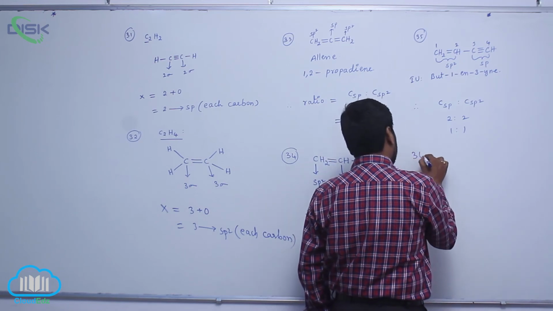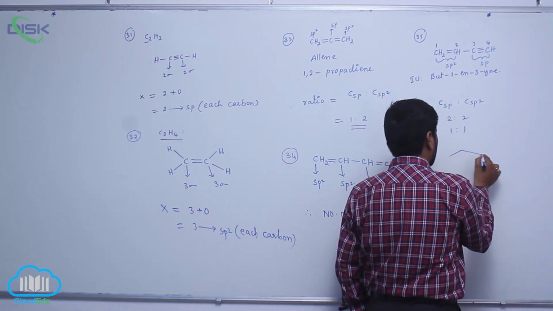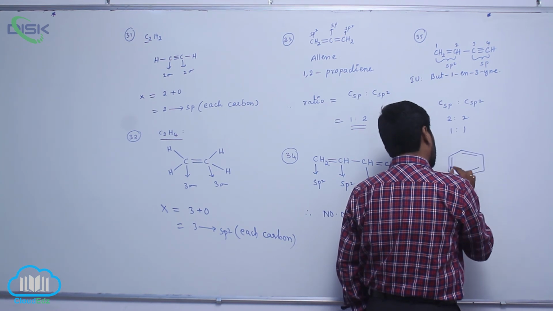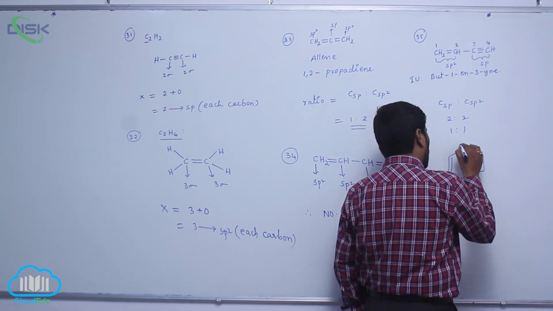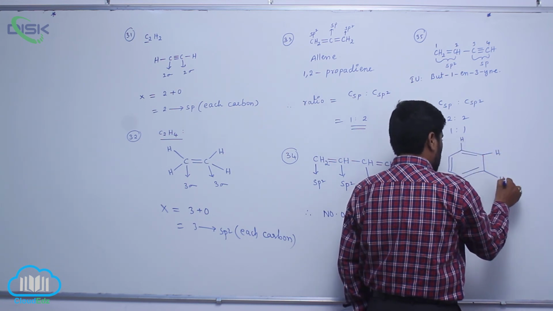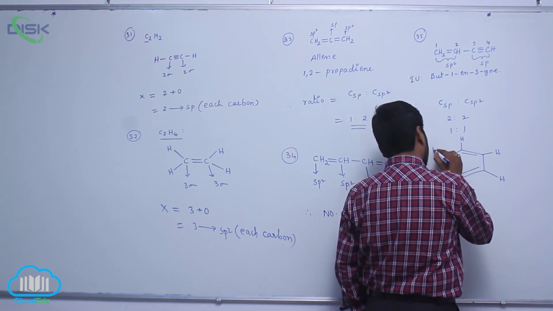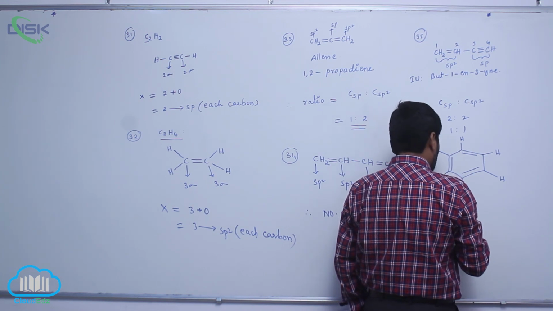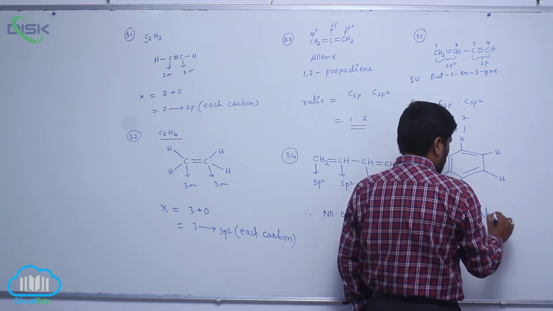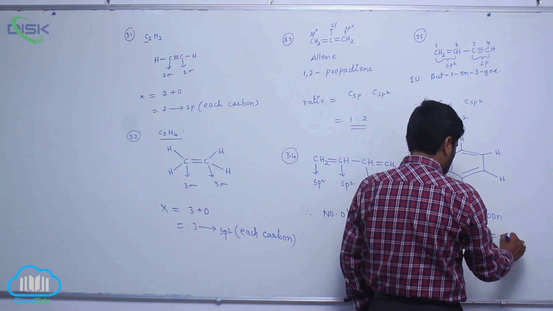Then 36 is benzene, double bond, here is double bond like this. So therefore hydrogen, then like this. So therefore all carbon atoms belong to sp2 only.